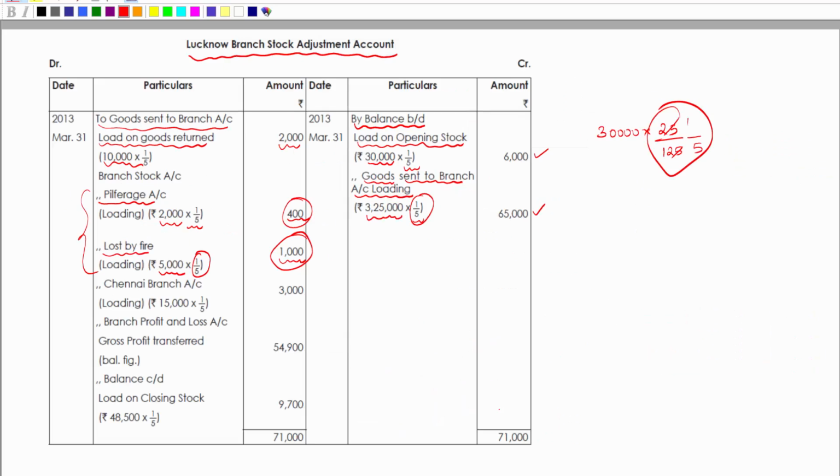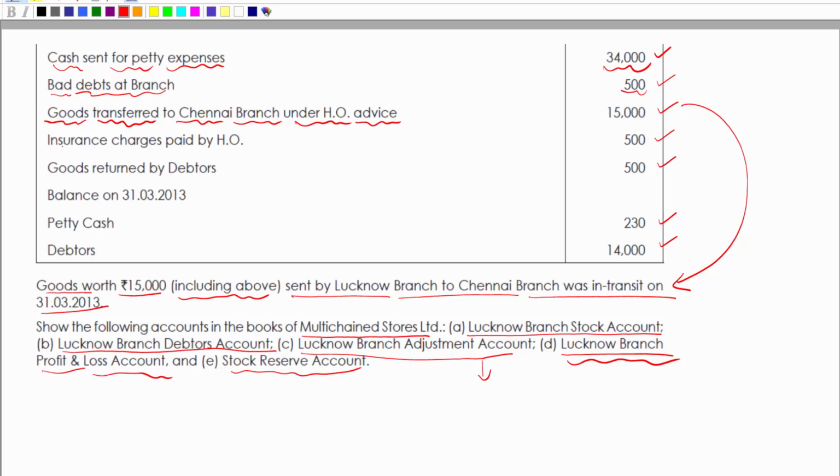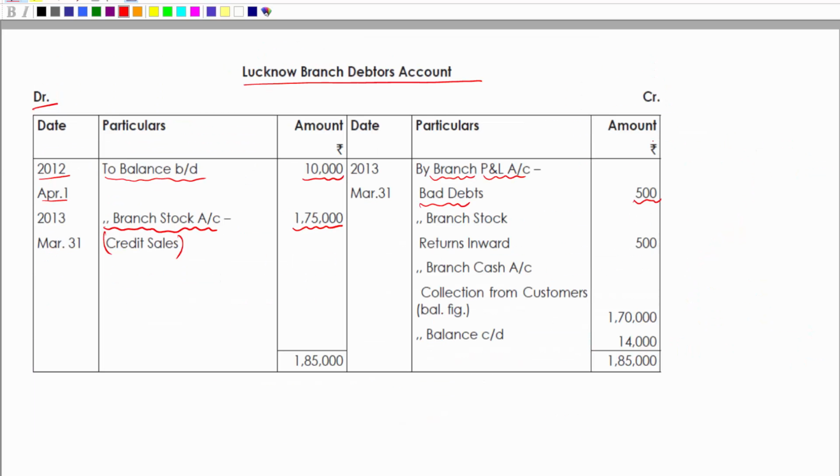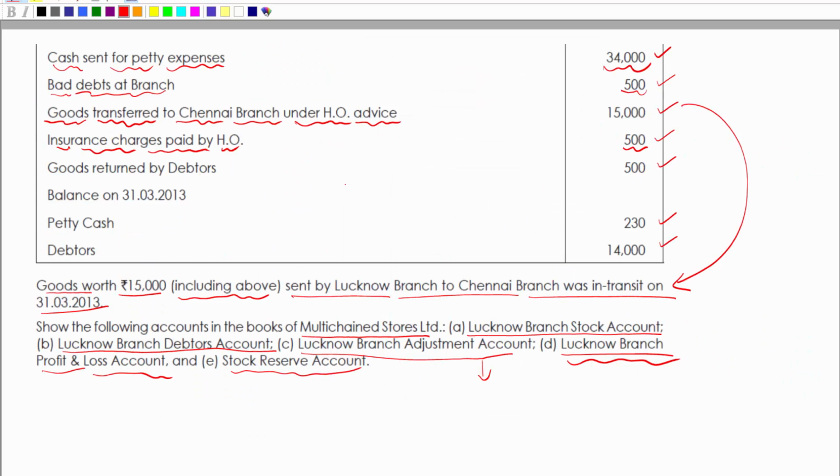So let's go to branch adjustment account. In branch adjustment account, let us factor. The entry is Lucknow branch adjustment account debit to Chennai branch account. That was the entry we had. Okay, we have to remove the profit. So 15,000 multiplied by 1 by 5 and it is 3,000. So that element is taken care. Let's go back. We have another information. Insurance charges paid by head office is 500. So that will go to branch expenses, to insurance. It comes to 500. So that is taken care.